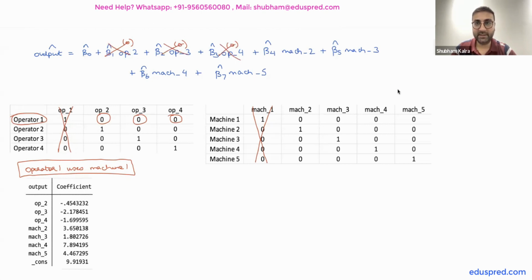Okay, now let's see what is the machine that we are working with. So we are working with machine 1. And if you take a look at machine 1, all these dummies are equal to 0 for machine 1. Okay, so over here you can see it.